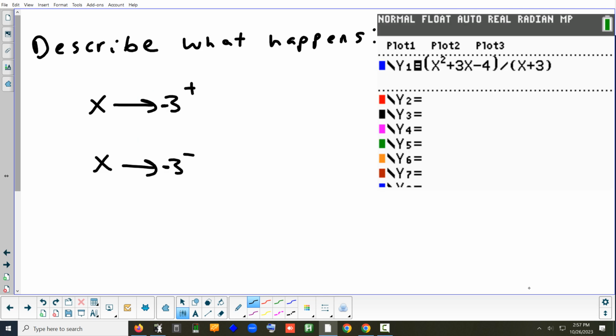Okay, so the second one we're going to look at, we're going to use the calculator to describe what happens as we approach a value. Now, why do you think I picked -3 to look at what's going to happen as we approach that? Yep, that's what makes the denominator equal to 0. So usually as we get close to what makes it 0, that's where something happens in the graph.